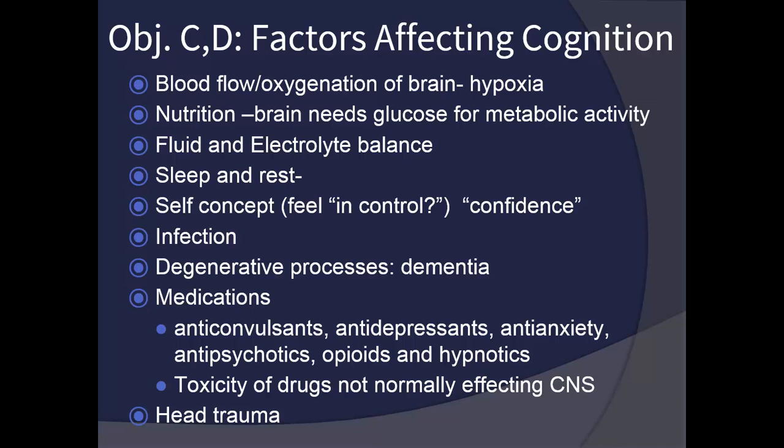There's a lot of things that affect cognition. Anytime there's a lack of blood flow or oxygen to the brain, which is known as hypoxia, there's a risk of brain damage, which shows itself as altered cognition. Some patients with hypoxic brain injury wind up in a persistent vegetative state and never recover their cognitive function.